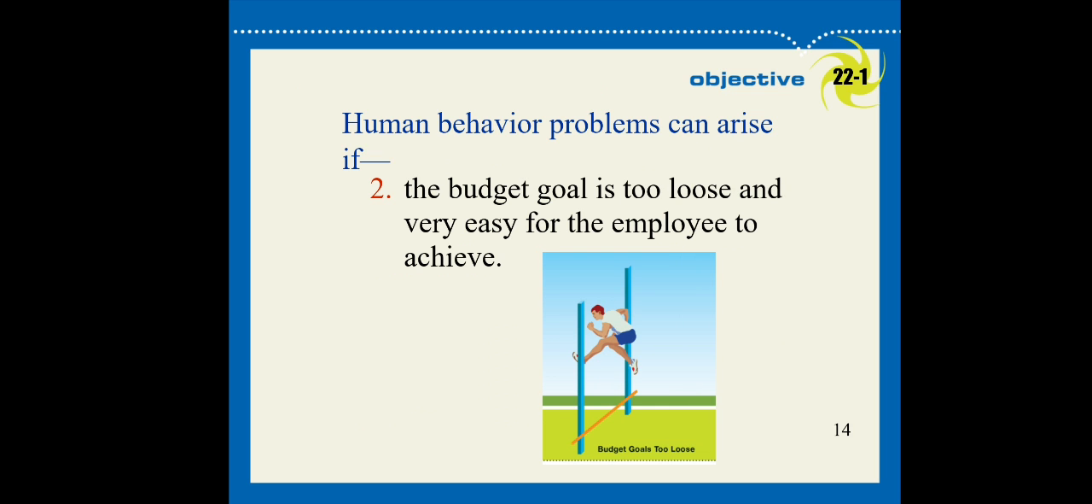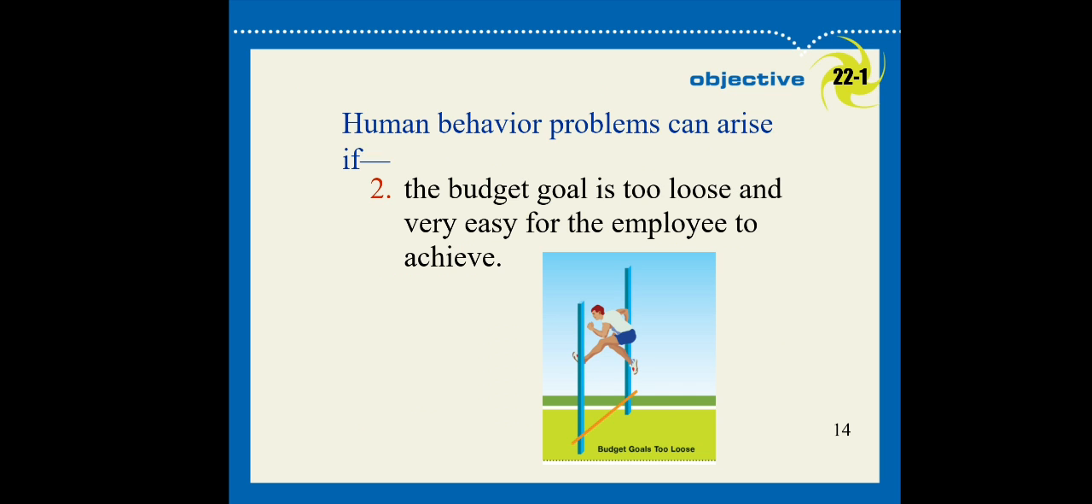Okay, and then see here. Second point, the budget goal is too loose and very easy for employees to achieve. So this point shows the effect of a loose budget on employees. Let's say you have a business and you set or make a loose budget. It means that the numbers in the budget are very easy to achieve. So when you do that, one of the things that can happen is your workers or employees will become complacent.